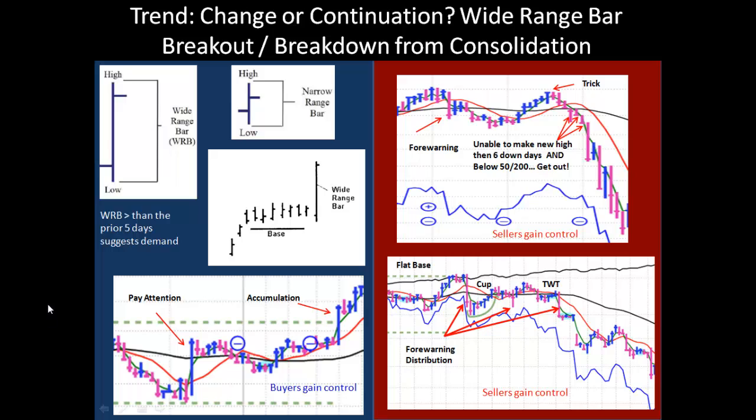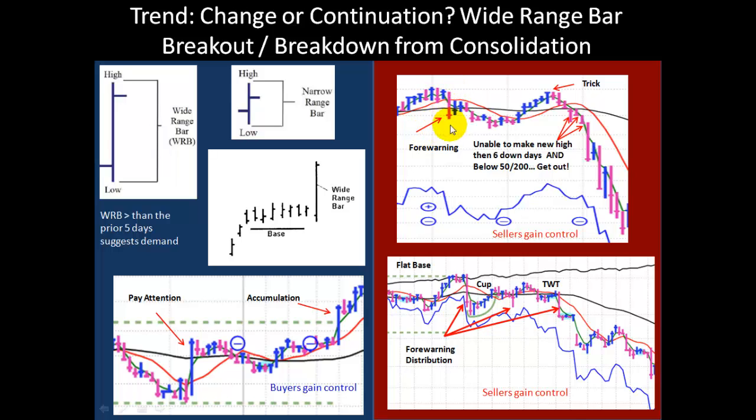Anytime you have a wide range bar that's greater than the prior 5 days, not only does the range exceed the prior 5 days, but it probably exceeds the last 5 days combined. So whenever you see that combined with a strong close, meaning it closes near the high of the day, that's something you want to pay attention to, especially on high volume. It lets you know that buyers are taking control. It's a sign of accumulation. Whenever you see a wide range bar to the downside, especially with accompanying large downside volume, that is definitely a warning. It's something you need to pay attention to.